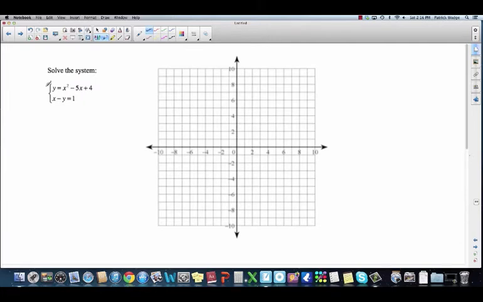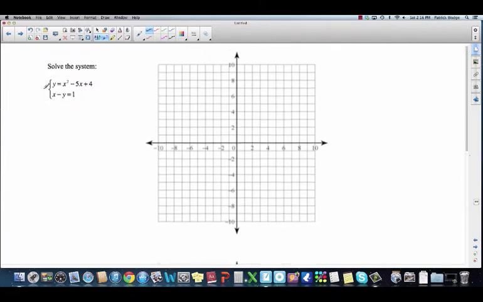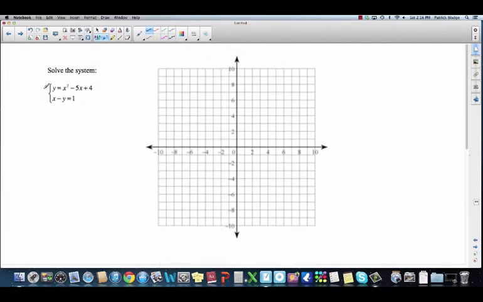Alright, let's go on here. So now we're going to solve a couple systems, and we're going to do it by graphing. Next class we'll start doing it without graphing, and that'll be nice because graphing takes a long time.